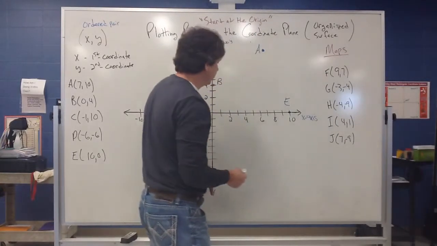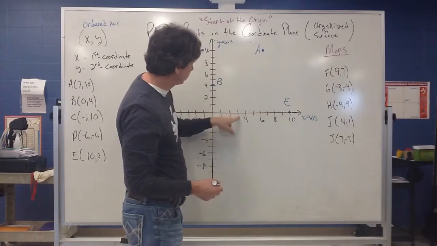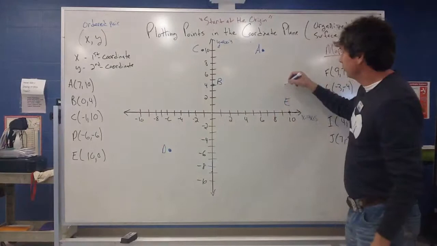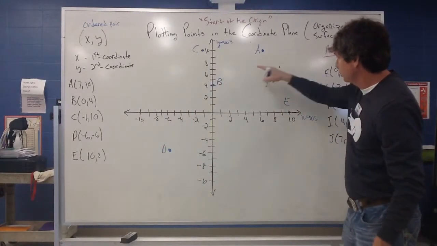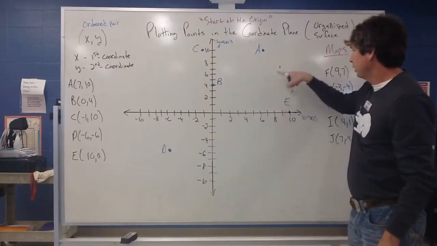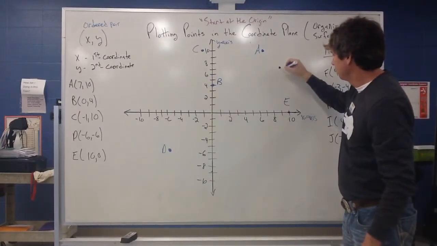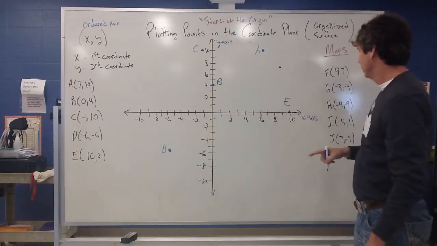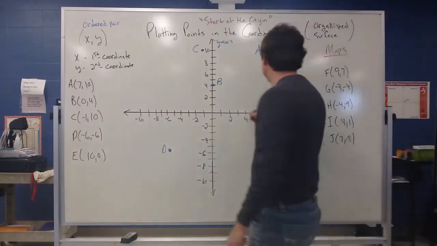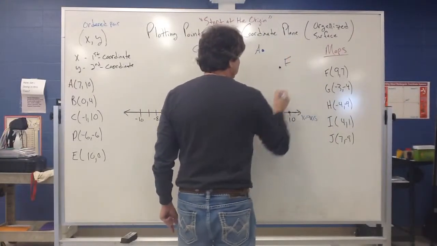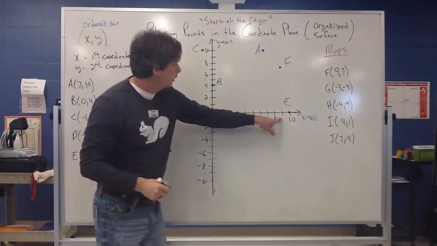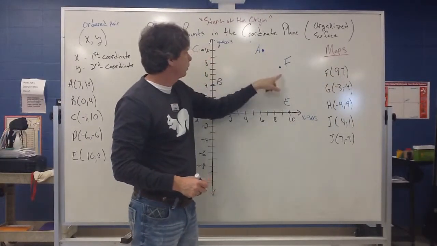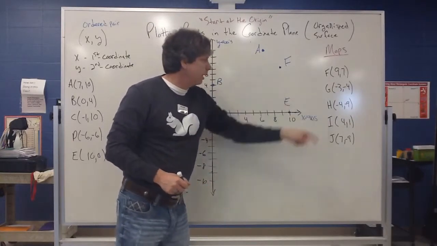F is going to be 9, 7, so right 9. So 1, 2, 3, 4, 5, 6, 7, 8, 9, up 7. So I have a 9 and then 7 up. Looks like about right here. If I come across 9 and up 7, that's going to be there. I'm counting up 1, 2, 3, 4, 5, 6, 7. That looks right. So 9, 7 is going to be point F. I had to go right 9, since that's my first direction, and my second number tells me to move up 7.